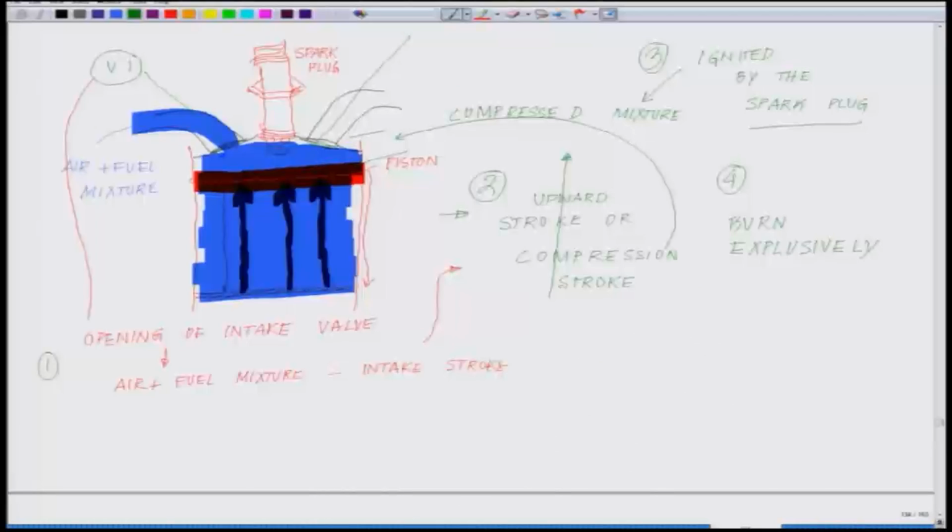So, the next step: this piston which has gone from top to bottom in step 1, then went back as a compression stroke, will now again come down, because this whole place will be filled with burned fuel. Once it comes down, that is called the power stroke.